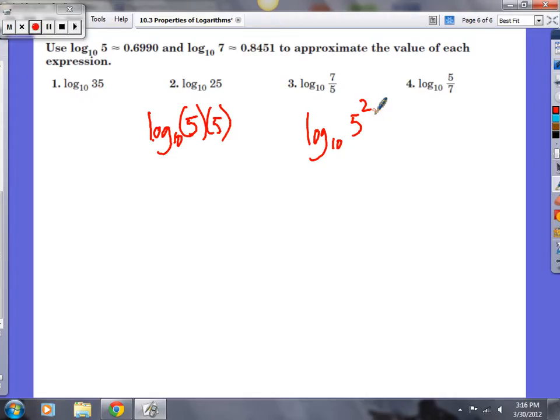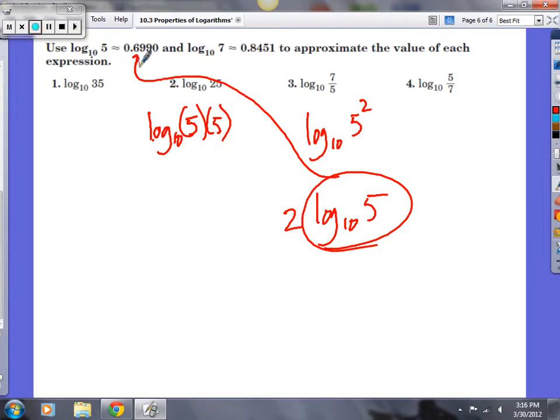the log in base 10 of 5 squared. So the property that you just barely learned, let's manipulate that a little bit, and let's rewrite this as 2 times the log in base 10 of 5. Then I'm going to replace this with that decimal and simply multiply it by 2, and you're done. So your answer is going to be some decimal.